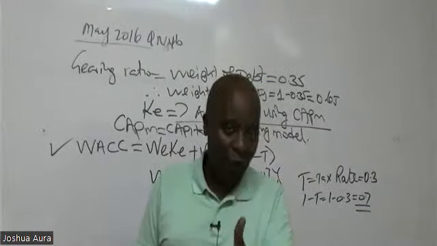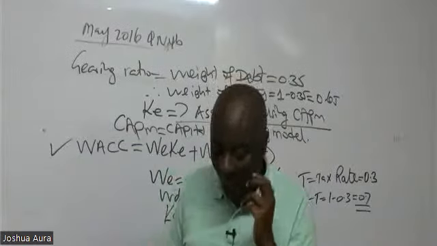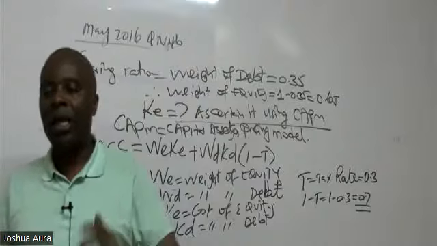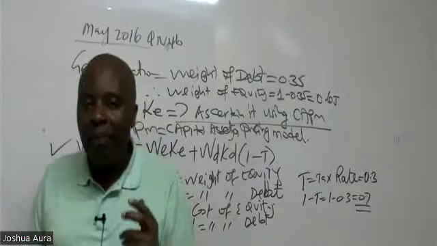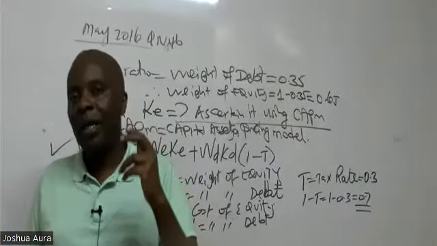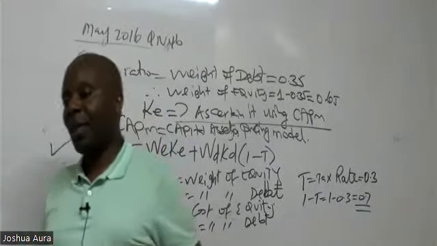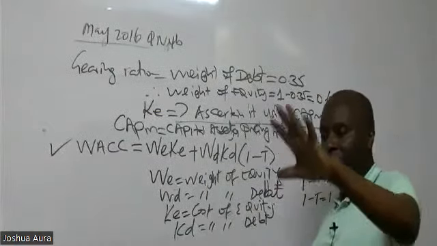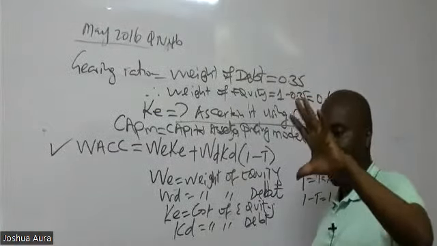CAPM is a great solver of cost of equity, but now from your intermediate financial management level, is there somebody who is able to remember the CAPM formula? Is there anybody who is able to remember the CAPM formula from your intermediate level?